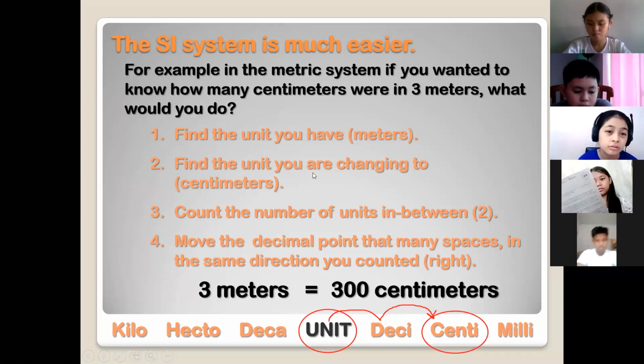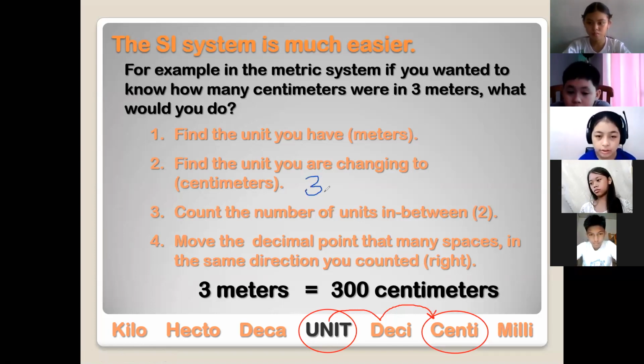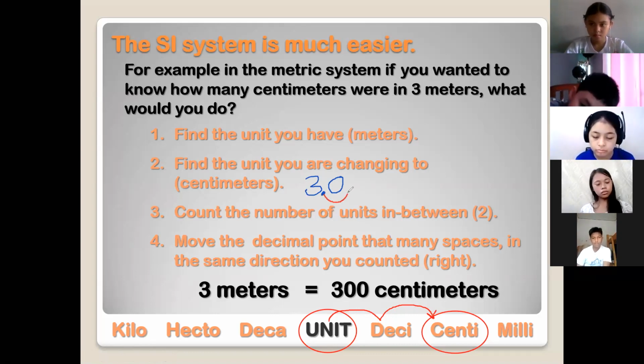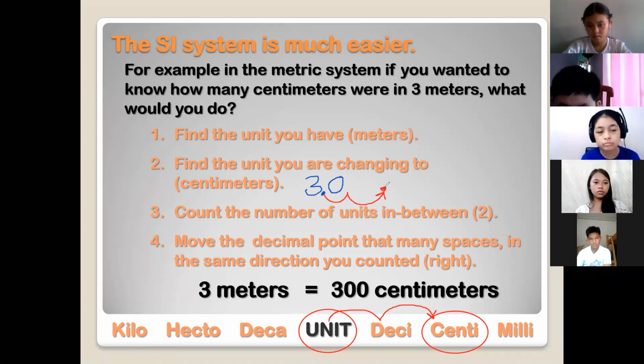If I were to show that here, I hope that my illustration is clear here. From 3 meters, the decimal point of 3 meters is here. Right? 3 meters or 3.0 meters. Get it? So that motion, 2 units going to the right, is also the same motion of your decimal point. From here, we move it 2 units to the right. Okay? Until the decimal point is now here.